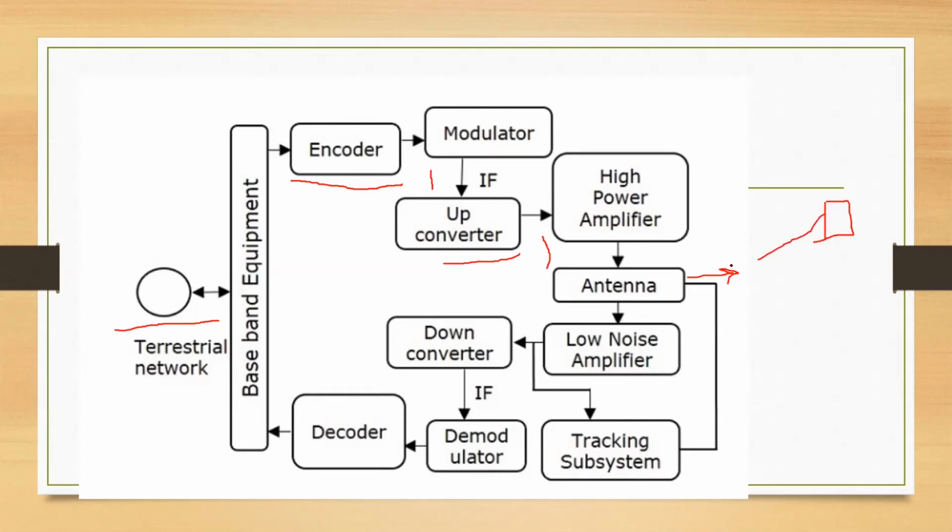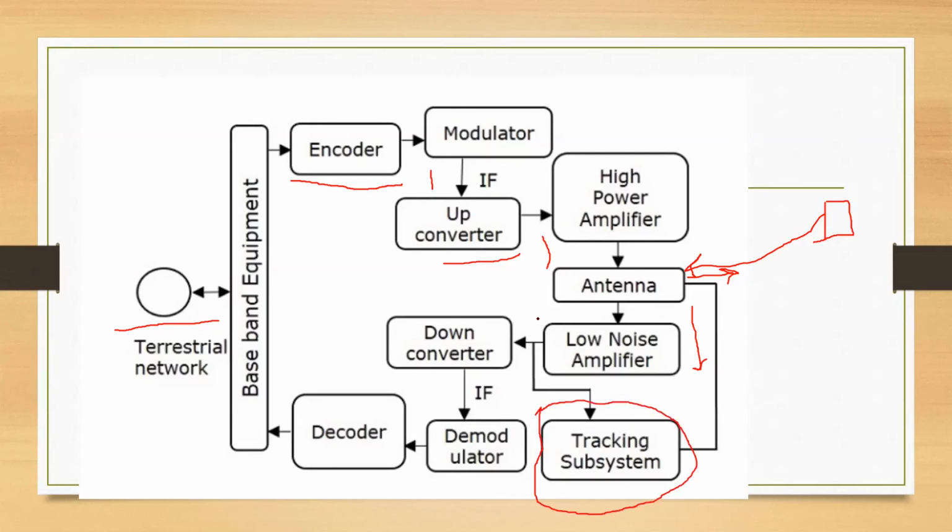From the satellite, the earth station receives the signal. At the receiver, the first block is always a low noise amplifier, which gives the signal to the tracking system to find out whether the satellite is in the correct location.